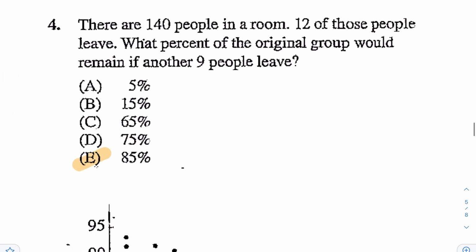All right, next one, number 4. There are 140 people in a room. 12 of these people leave. What percent of the original group would remain if another 9 people leave? So there were 140 people, 12 people left. So you subtract 12. That's going to give you 128. And then another 9 people will leave, so you subtract 9. That's 119. So this is the part.